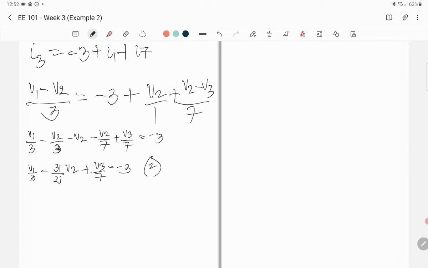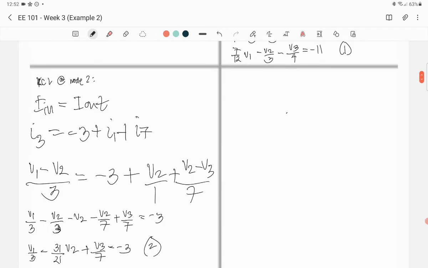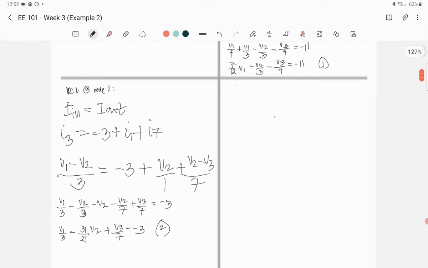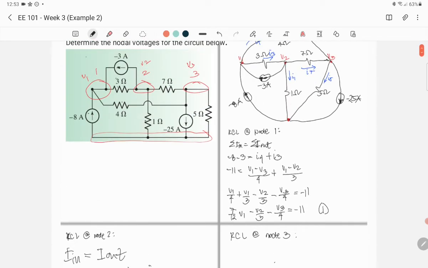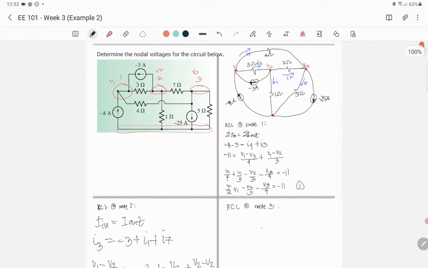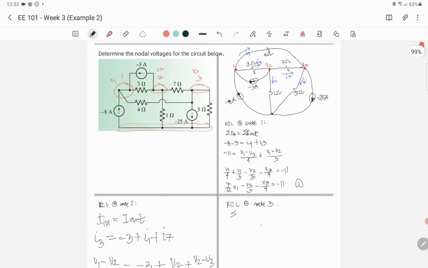So we still need one more equation to solve our circuit. We will be able to do that by having KCL at node 3, so that would be at node V3 rather. So summation of current in is equal to summation of current out.